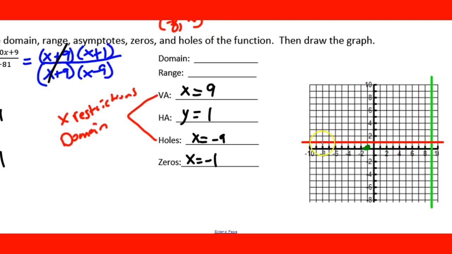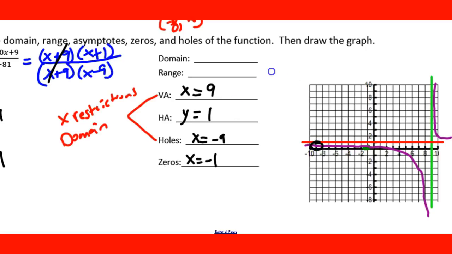So now, when you graph this thing, guys, you can use points for your table. But I know it's going to look something like this. Oh yeah, where's that hole at? Negative 9. So there's a hole right here. I know the graph looks something like this though. And there's a hole right here at negative 9. Make sure you put your hole on your paper.